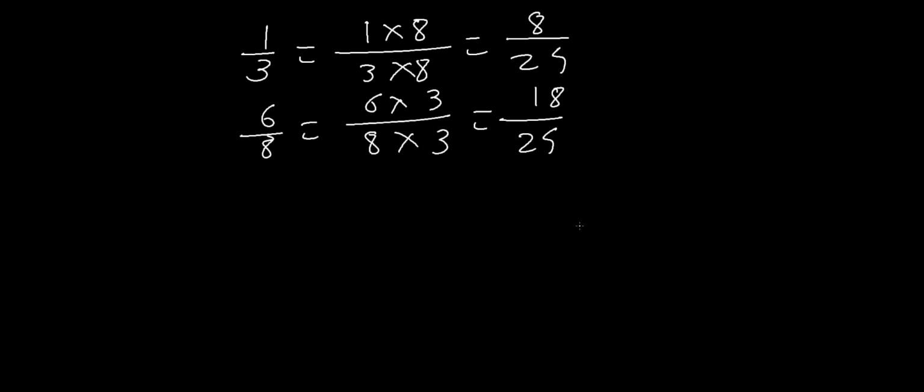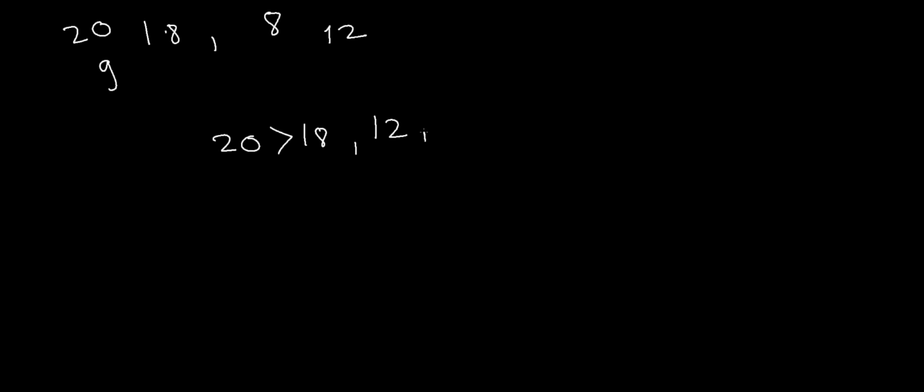So these are the fractions. Now we just have to compare their numerators. So what numerators do we have? 9, 20, 12, 8 and 18. In descending order, 20 is the largest, then 18, then 12, then 9, and the last one is 8.